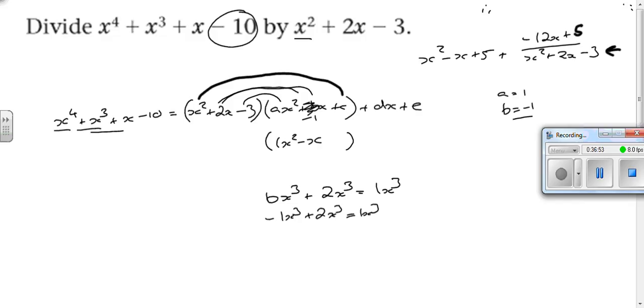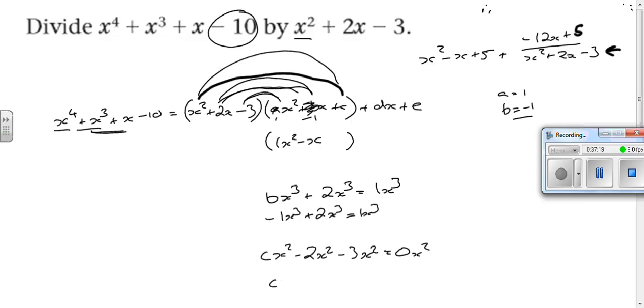So to get the x squareds, we can do x squared times c, so that's going to be cx squared. We can do 2x times a minus 1x, which is going to be minus 2x squared. And then the minus 3 times that one, and we know that a is 1. So that's going to be minus 3x squared. And as we have a look over here, there's going to be 0x squareds. So that's going to be cx squared minus 5x squared, and that equals 0x squared. So therefore c equals 5, which matches what we had over here.